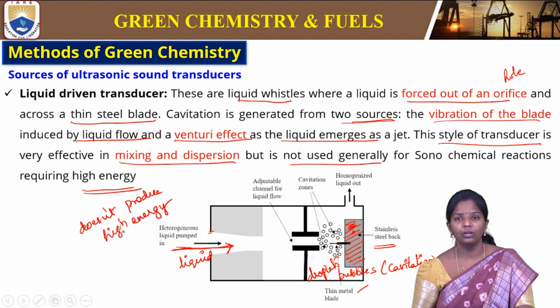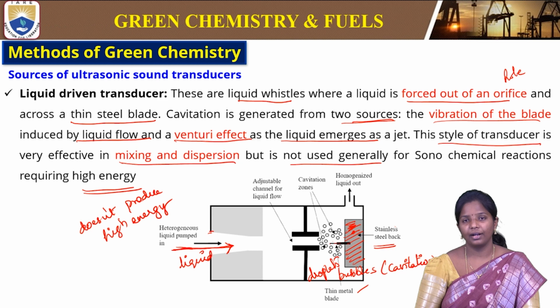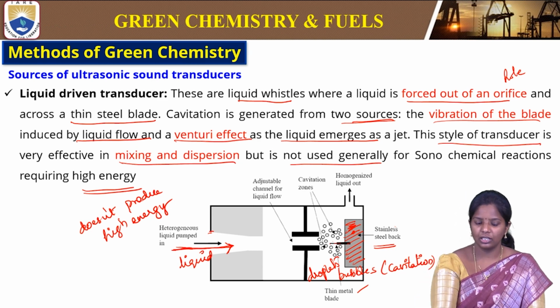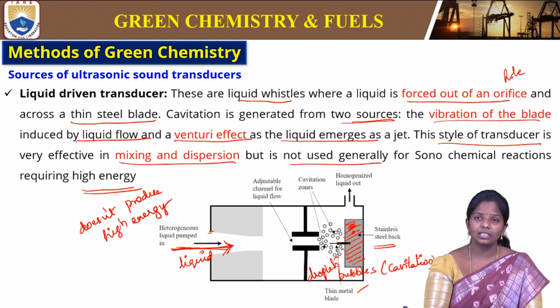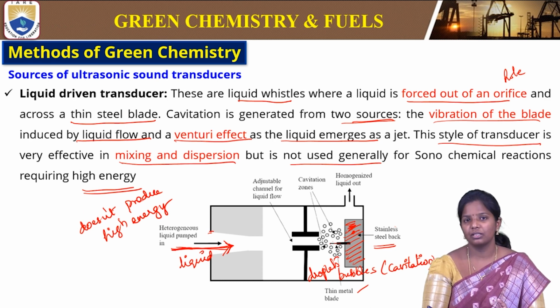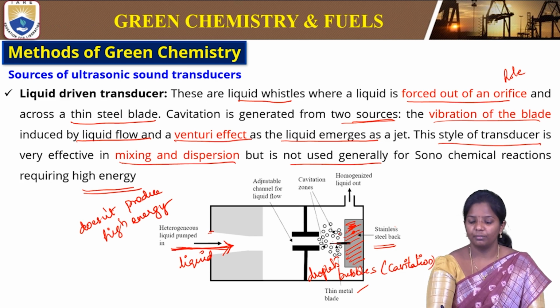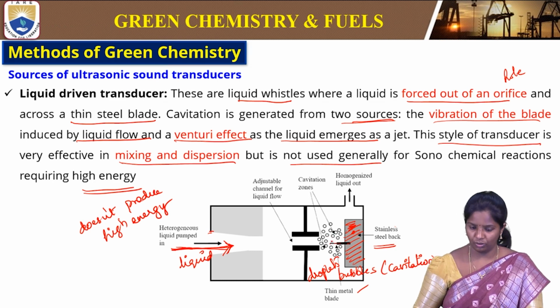So that is how this liquid driven transducer works. The liquid is passing through this orifice and striking the stainless steel blade. Because of the vibration of this blade, there is a droplet or Venturi effect taking place, forming a jet of droplets which has bubbles. These bubbles will grow, and because of this cavitation formation, the reaction goes on.